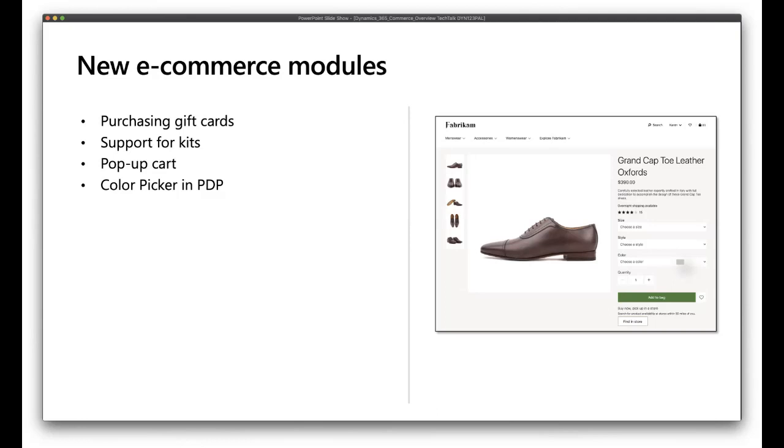We have a set of new e-commerce modules. We're always coming up with new modules and adding them to our module library. We have the ability to purchase gift cards. We have support for kits. We have a pop-up cart, and soon we're going to have a color picker that allows you to select products based on color instead of a verbose variant.